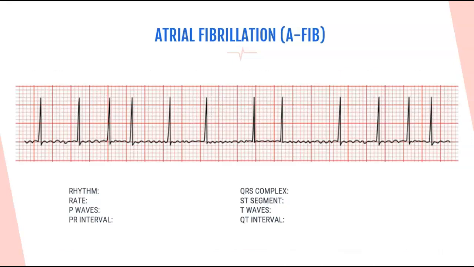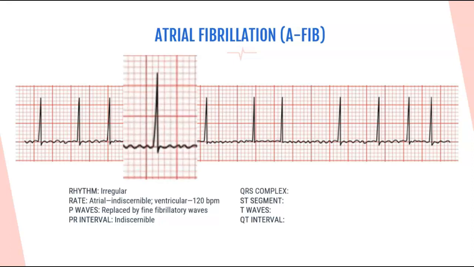Looking at our R to R interval, we can go ahead and see that this rhythm is irregular. Our rate, specifically the atrial rate, is indiscernible, whereas our ventricular rate, looking at our R waves, is 120 beats per minute. Our P waves are replaced by fine fibrillatory waves, and our PR interval is going to be indiscernible because we can't really see a P wave.